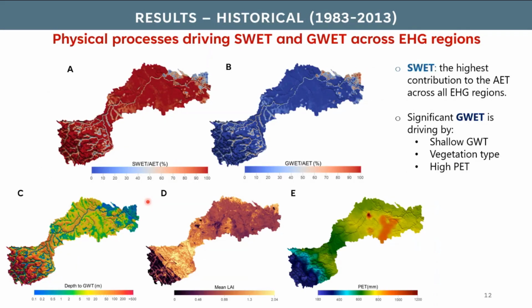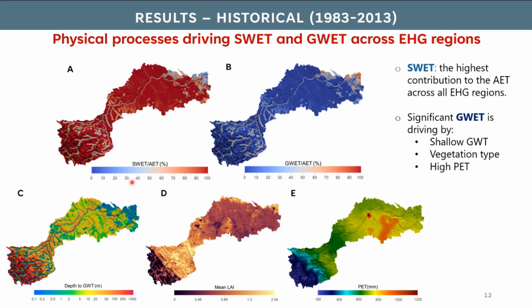So now I'm going to show how explicitly we analyze our results, and how is the contribution from surface water to actual evapotranspiration and the groundwater to actual evapotranspiration. In the map, we identified that the highest contribution of the two groups to the actual evapotranspiration is the surface water evapotranspiration. That is map A. So we can see that the dominant color is the actual evapotranspiration.